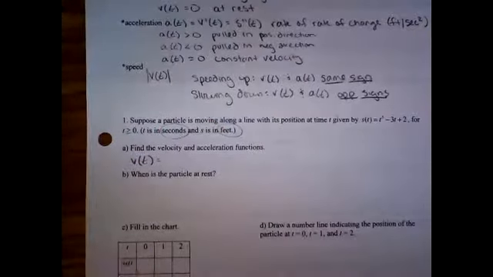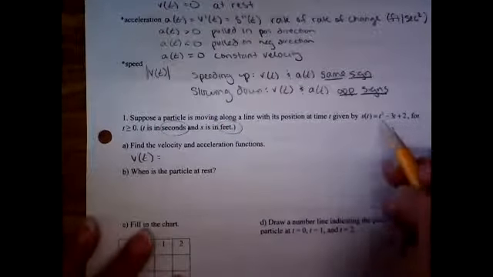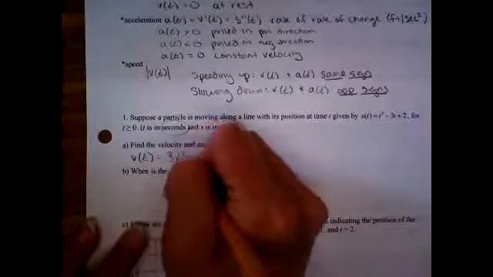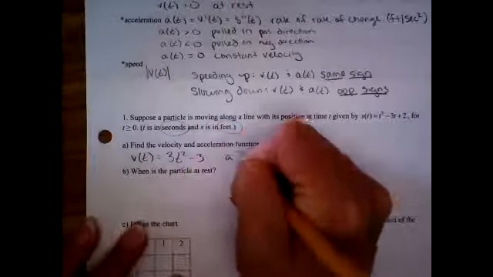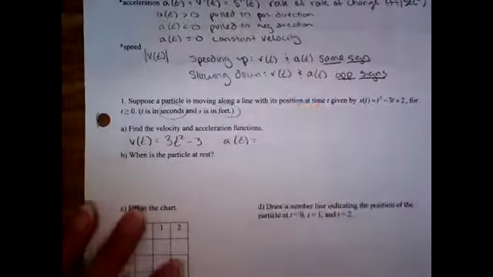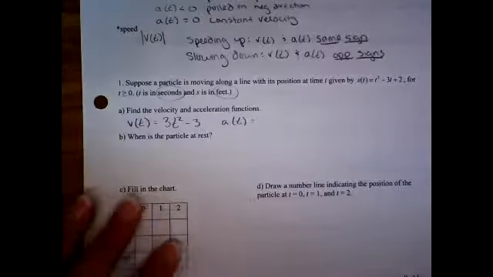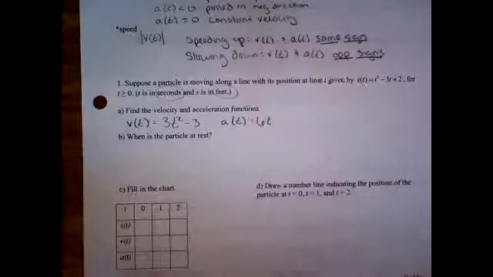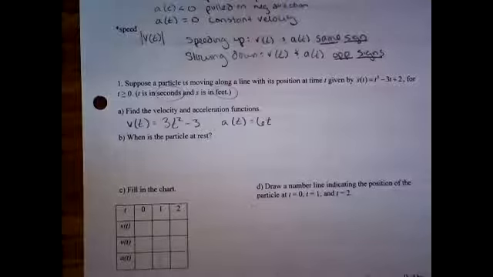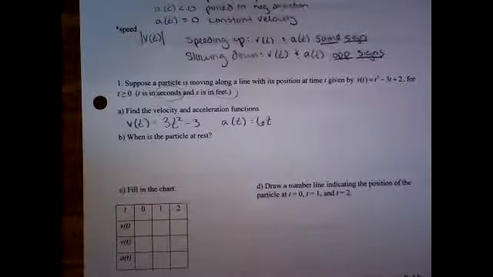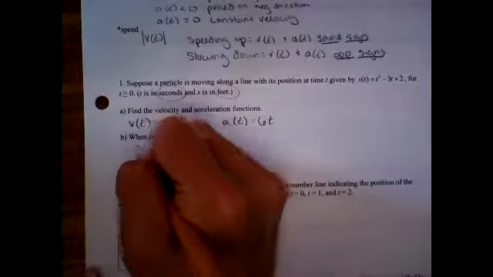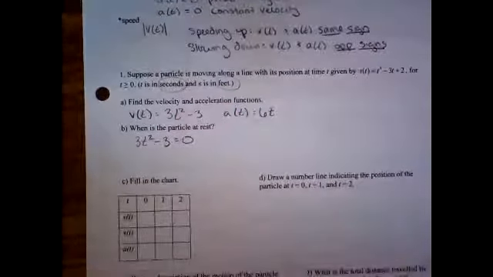Velocity would be what? Yep, perfect. 3t squared minus 3. And then acceleration would be the derivative of that. That would be 6t. Letter B, when is the particle at rest? Is that when velocity is 0 or acceleration is 0? Velocity is 0. So we're going to set this velocity function equal to 0 and solve it.